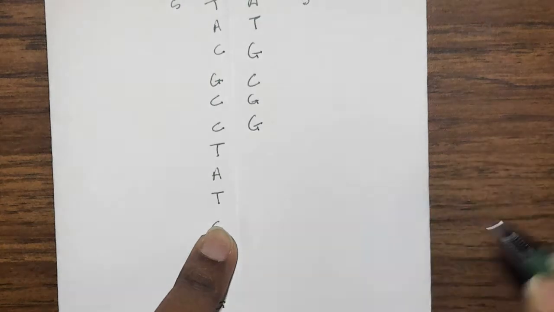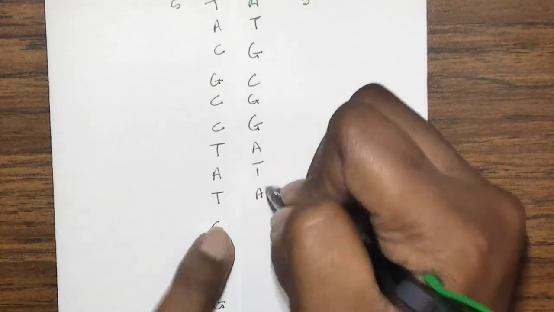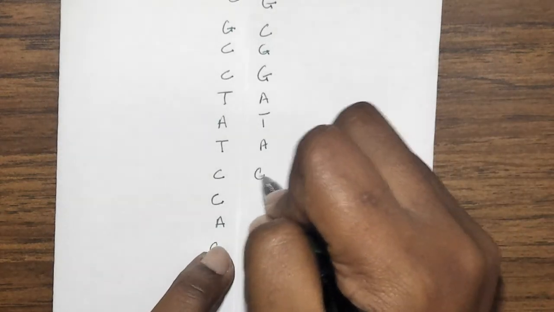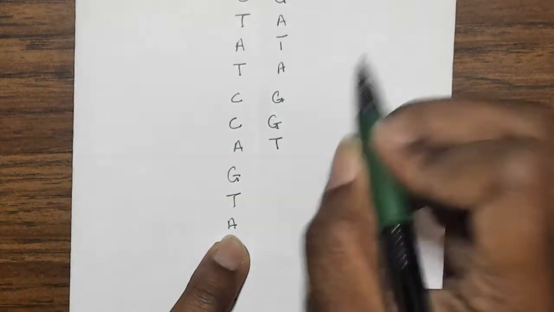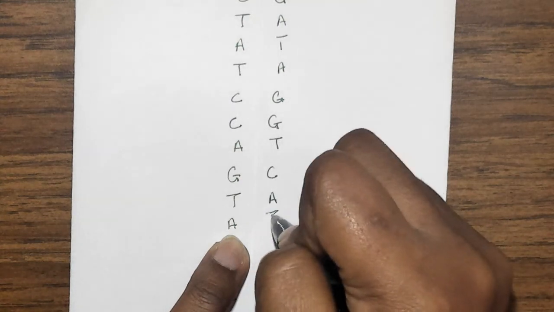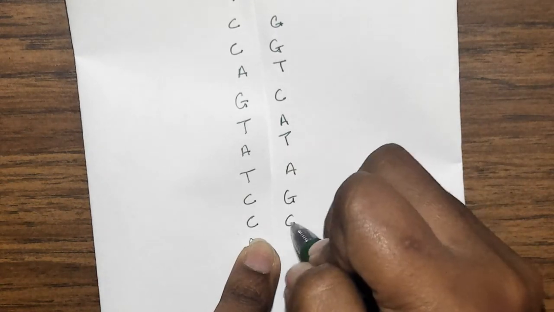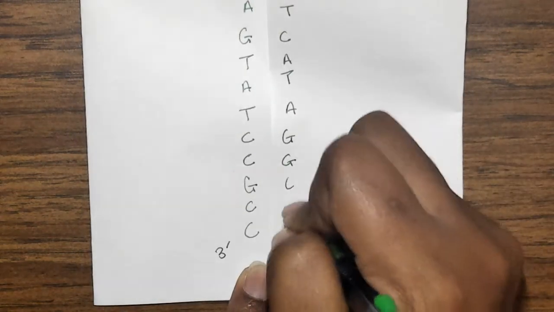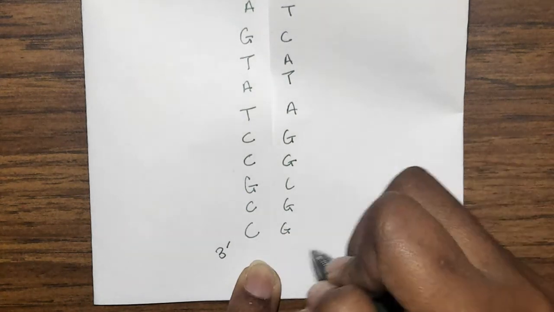Good. TAT, what is the complement to that? CAA, what is the complement to that? GTA, the complement is TCC, the complement is GCC, the complement is, and then we're going to end with the what? 5 prime.